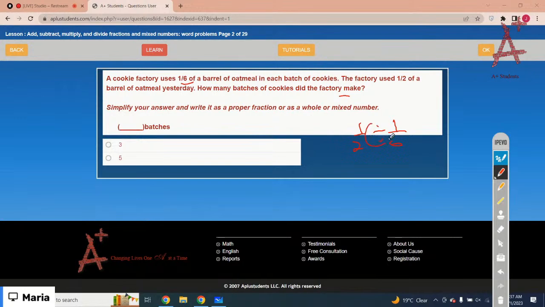Got it? Just replace the division sign with the multiplication one and take the reciprocal of the term right after it, which would be 6 over 1. Just do numerator times numerator and denominator times denominator. So 6 times 1 is 6 and 2 times 1 is 2. Then you can divide 6 by 2, which is 3. That means 3 batches can be made by the factory. The correct option is 3.